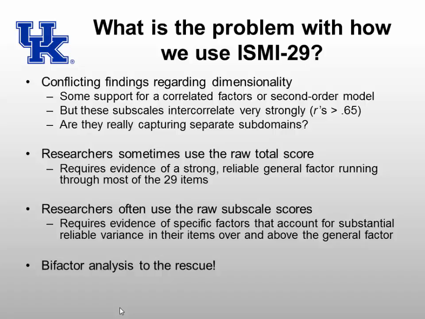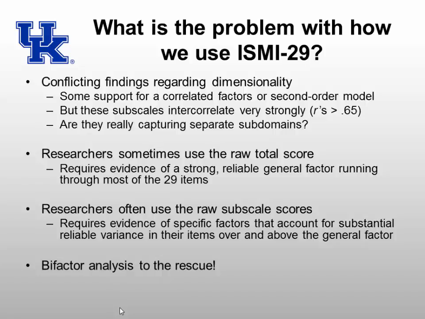But when I look at the data I collected on this instrument, I saw subscale scores intercorrelate with each other, 0.65 to about 0.85, 0.89. That's really strong, y'all. That's really strong. It begs the question, are these really separate things? Are these really separate subscales? So we need to check that out.